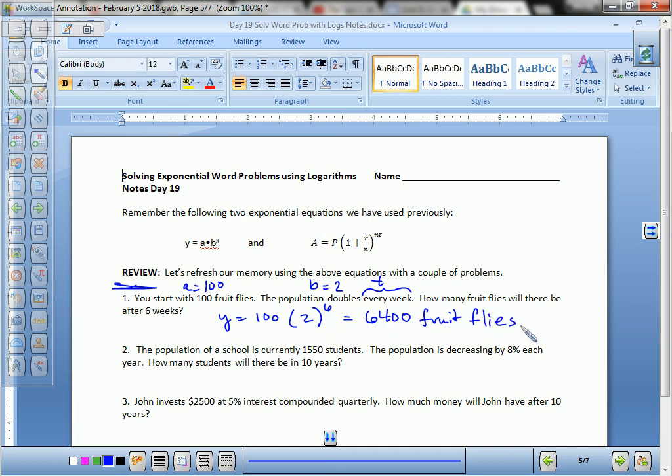All right, so now these math problems are in context. When we have something in context, we need to define what the number means. So you're going to give some type of unit, and in this case, it is fruit flies.